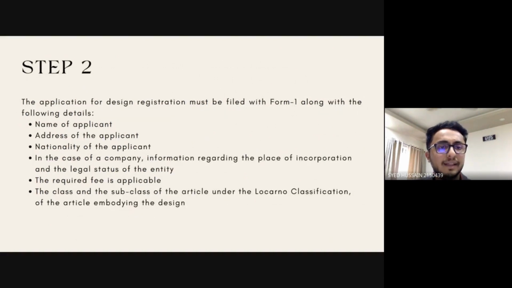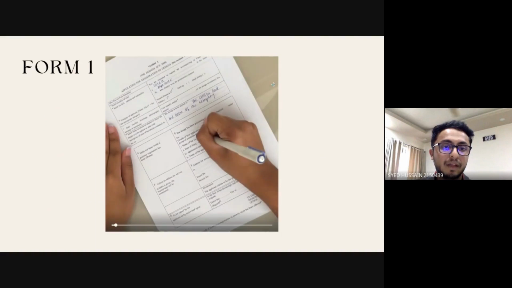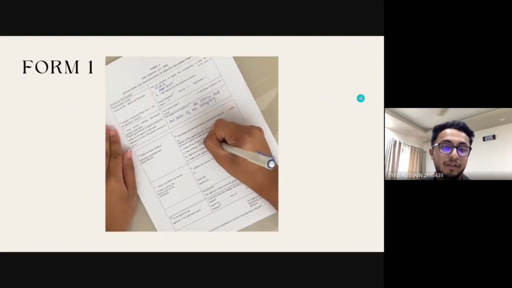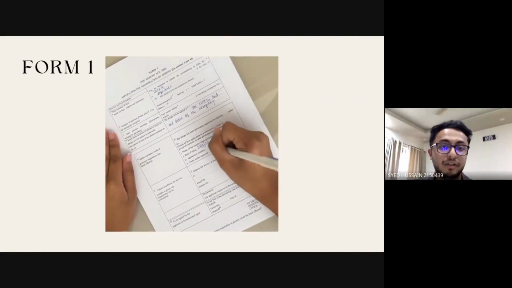Step two, the application for design registration must be filed with Form 1 along with the following details: name of the applicant, address of the applicant, nationality of the applicant. In the case of a company, information regarding the place of incorporation and the legal status of the entity, the required fee, the class and the subclass of the article under the Locarno classification of the article embodying the design. So this is Form 1, which is the application for registration of the design.